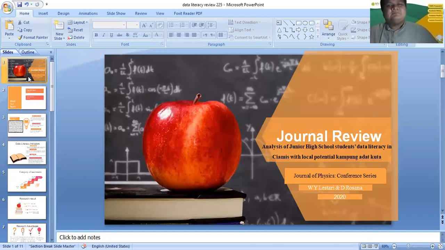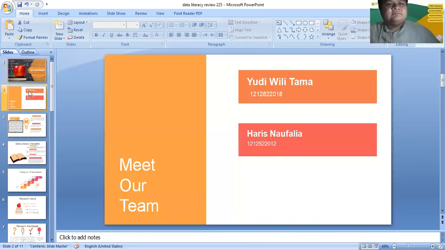Okay, here we are, students of the postgraduate English Education Department of Universitas Jakarta. Today, we would like to deliver our presentation on data literacy, which is taken from a journal review with the title Analysis of Junior High School Students Data Literacy in Ciamis with Local Potential Kampung Adat Kuta. The researchers are Lestari and Rosana, published in 2020. My name is Yudi Litama and my friend is Haris Nauvalia.